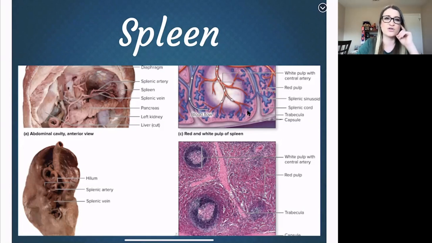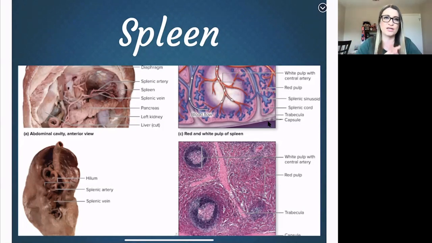The white pulp is going to contain your B cells and T cells, as well as macrophages. These are going to be responsible for destruction of pathogens and also production of antibodies if we're talking about the B lymphocytes specifically. The red pulp is going to contain erythrocytes, platelets that are being recycled.